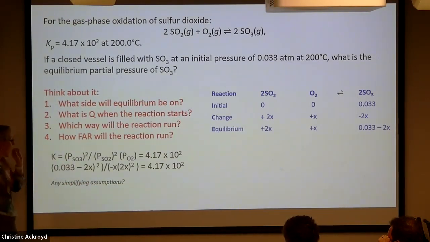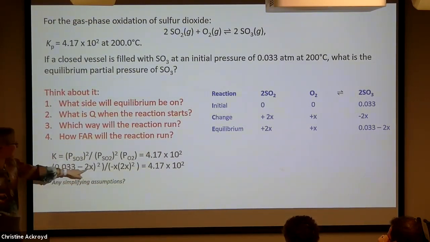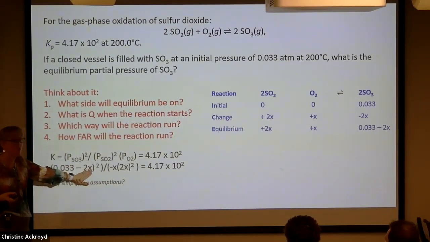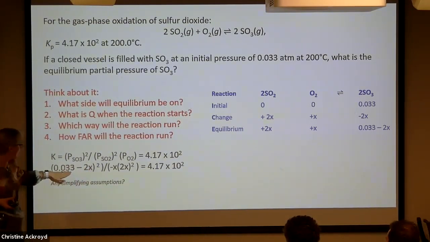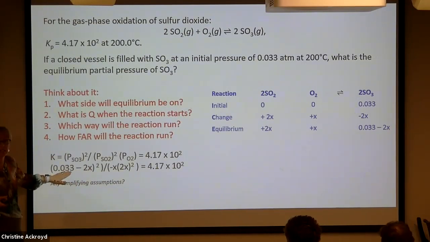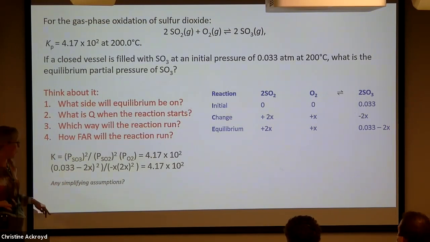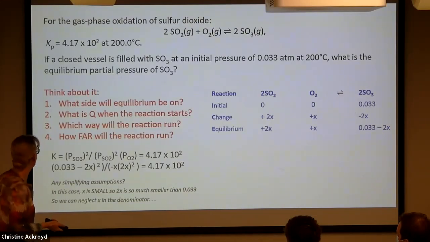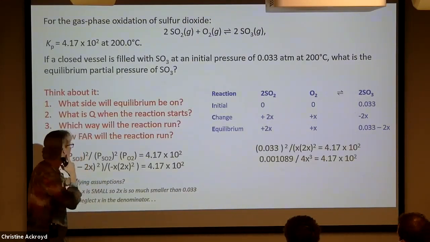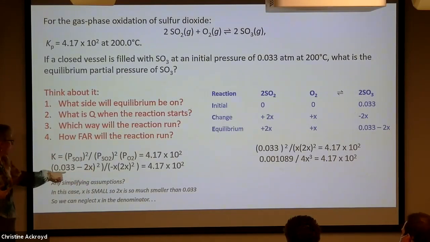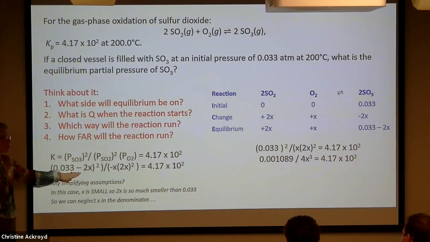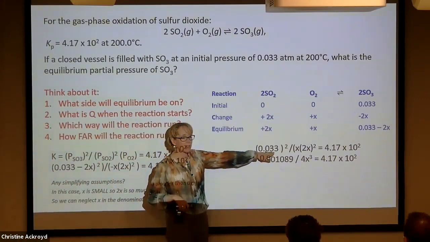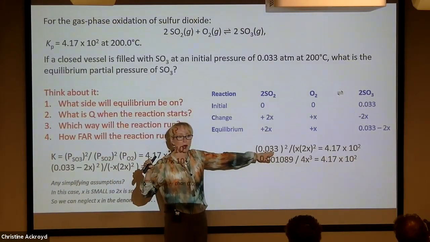So can we assume that the 2x is small enough that when you subtract it from 0.033, it doesn't show up in the significant figures? Yeah, you can. So we do that. We neglect x in the denominator, which means that this expression, 0.033 minus 2x, is pretty much the same as just 0.033. So we rewrite it, leaving x out.